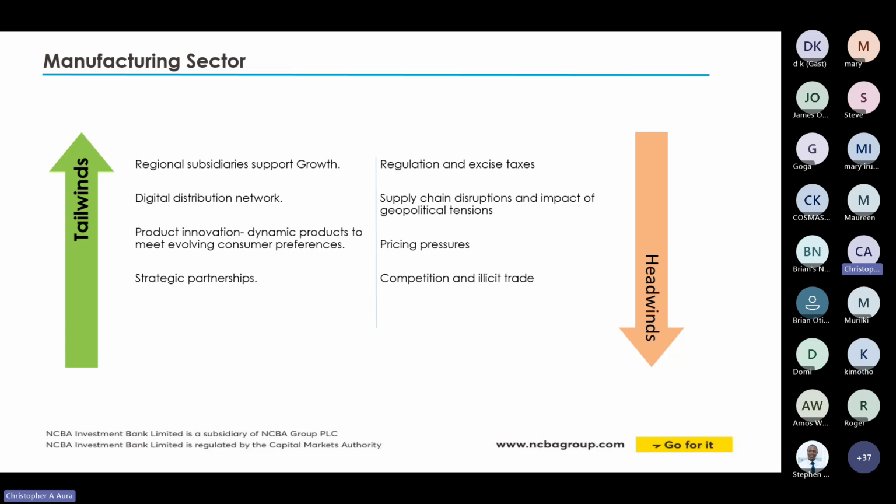And also we have strategic partnerships. We've seen BAT partnering with solar companies to reduce the cost of electricity. So this also reduces the expenses and maybe increases the profit margin.